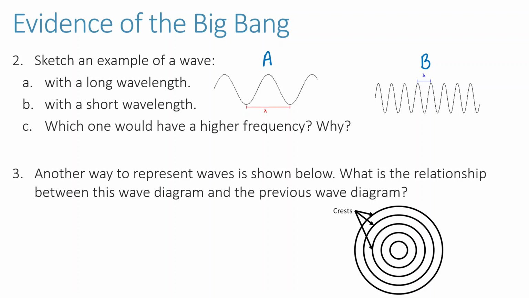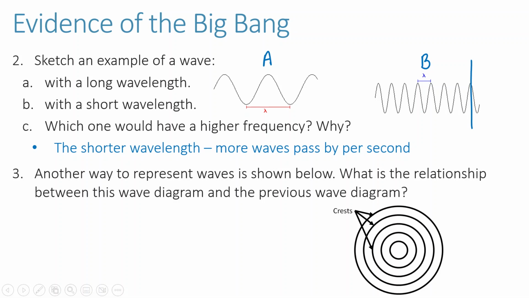Which one of these is going to be the higher frequency? Well, that's going to be the one with the shorter wavelength. If I were to stand right here and count the number of waves that go by me, more waves are going to go by me because the wavelength is much shorter. So more waves are going to pass by per second.